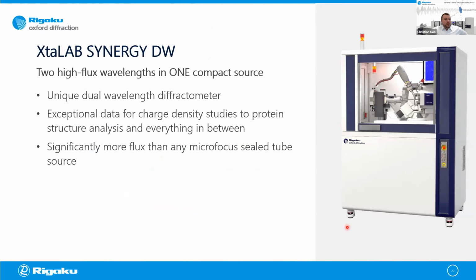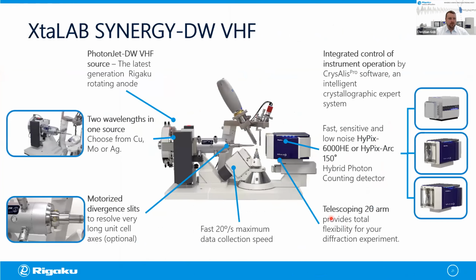Yeah, so for my experiments, I used the Synergy-DW that we have at our demonstration lab in Neu-Isenburg. The DW is a unique dual wavelengths diffractometer. You have a rotating anode with two wavelengths. Rotating anodes have a superior flux compared to the microfocus sealed tube instruments, and generally you can use it to measure smaller crystals or measure them faster. Here just a view onto the goniometer. The rotating anode can be copper or moly or silver. Any two combinations of these wavelengths can be used.